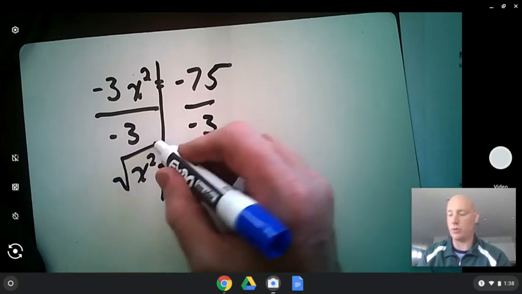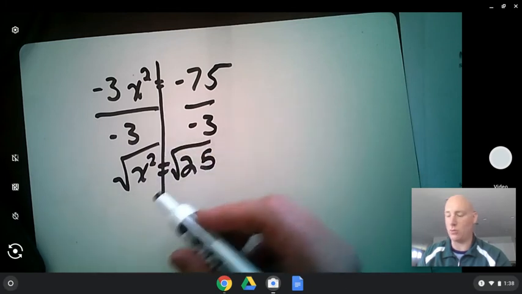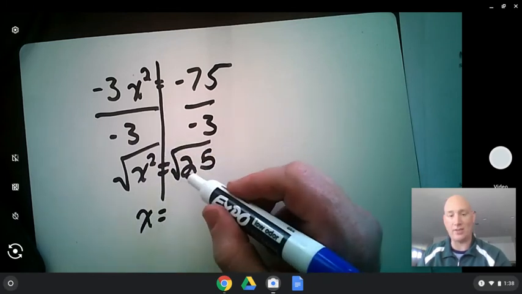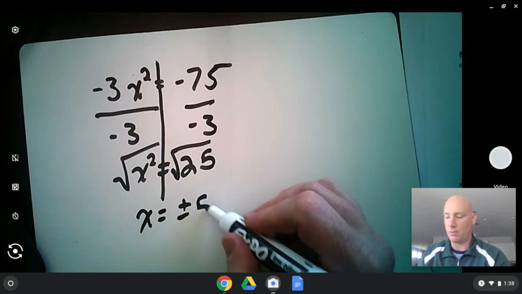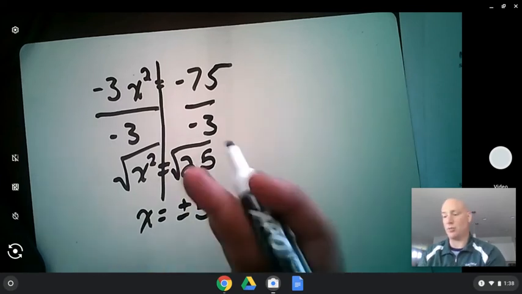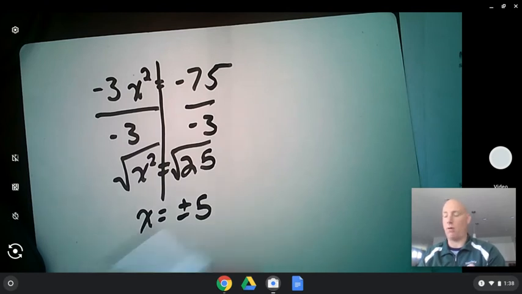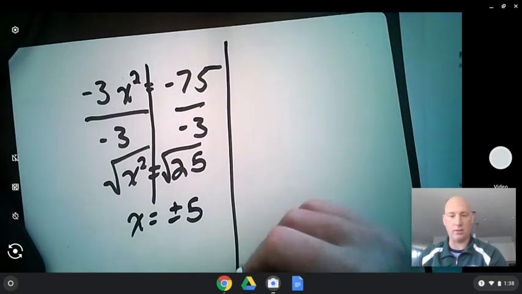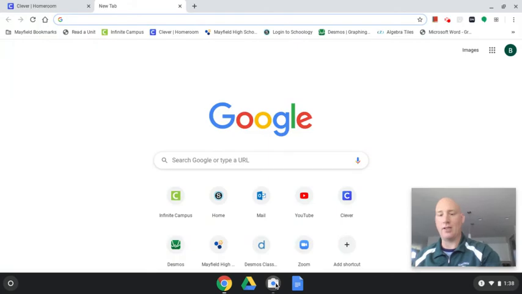Now I'm going to square root both sides because that's the opposite of squaring. x equals, since I introduced the square root, positive negative 5. Now it's going to take you time, but that's really how fast you could be at this, hopefully by the end of this lesson. Okay? Now I'm going to look at the next one.